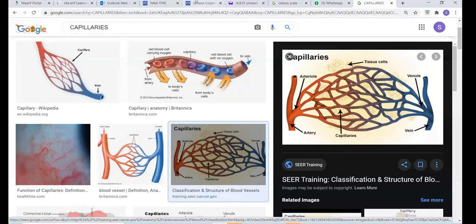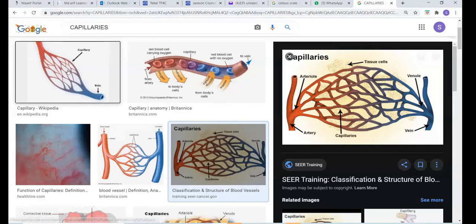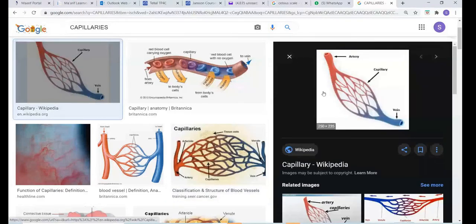Okay, so this is how thick a capillary is. It is not as thick as an artery or a vein. It is thinner than that. It is just thick enough so that it can transport the materials, the oxygen and various other things from the arteries to the veins, into and out of them.